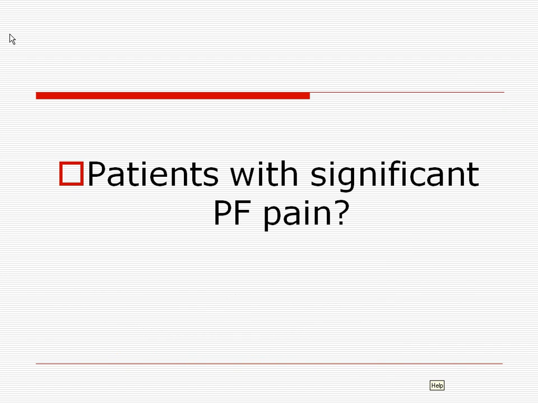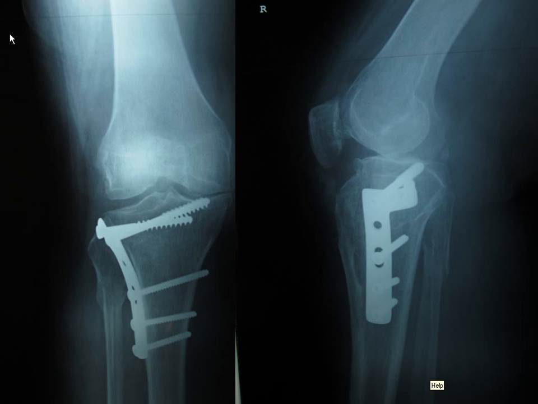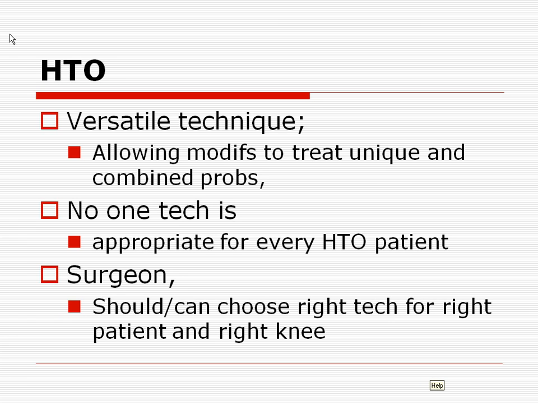In patients with significant patellofemoral pain, you can combine both techniques, high tibial osteotomy and anteriorization of the tibial tuberosity. It's possible, and it's not so problematic with subsequent total knee arthroplasty. In conclusion, high tibial osteotomy is a versatile technique. It allows modifications to treat unique and combined problems. No one technique is available for all HTO patients, so the orthopedic surgeon should keep all the techniques in his armamentarium, and choose the right technique for the right patient and for the right knee.